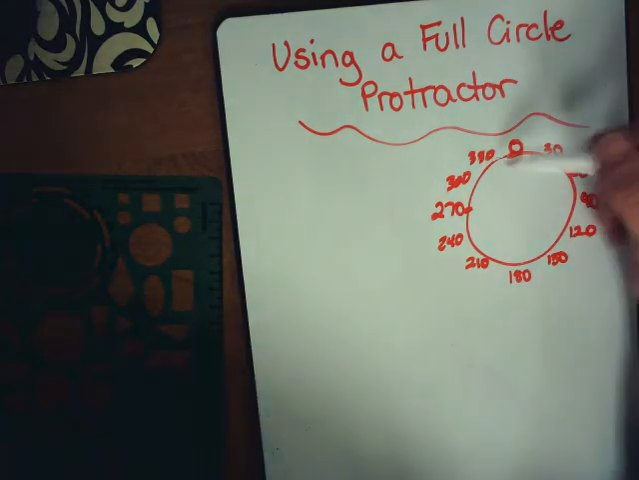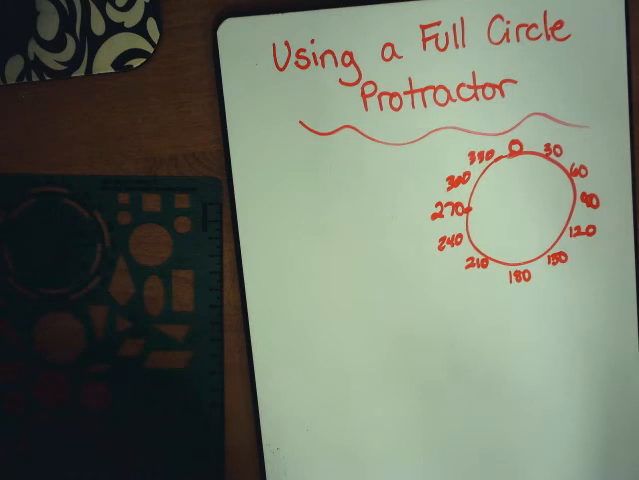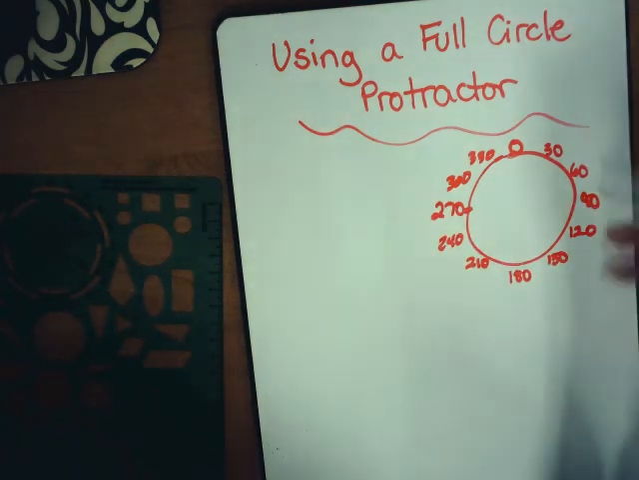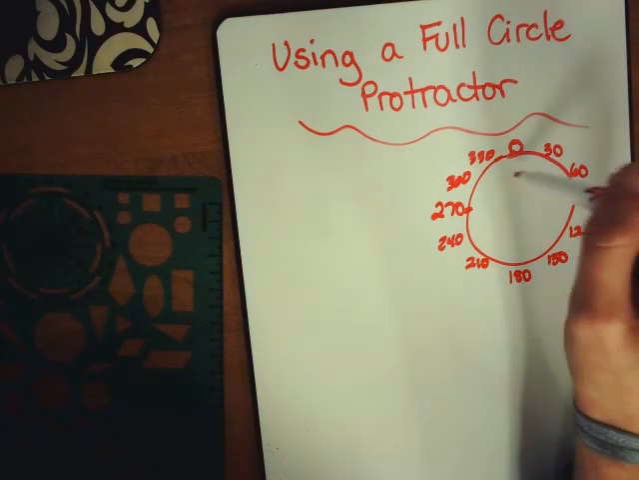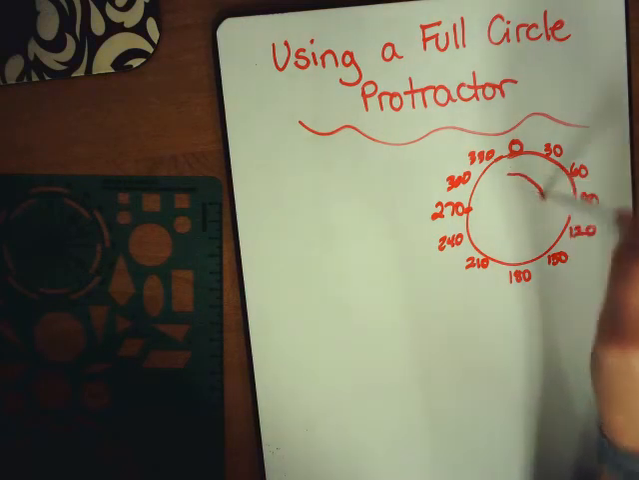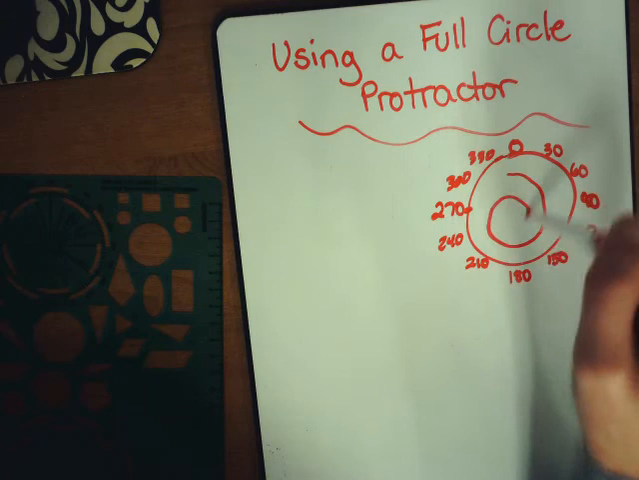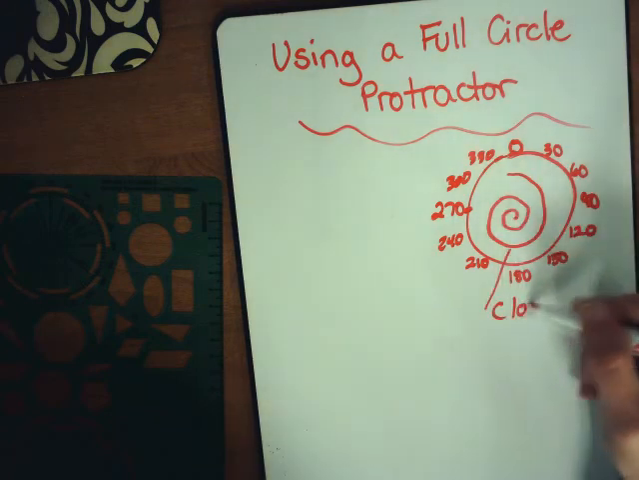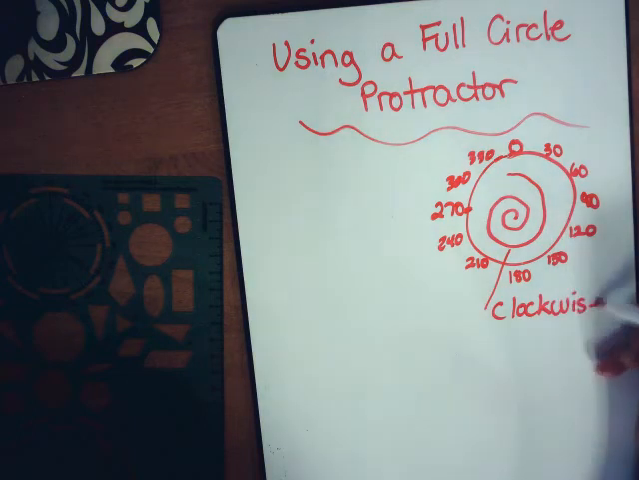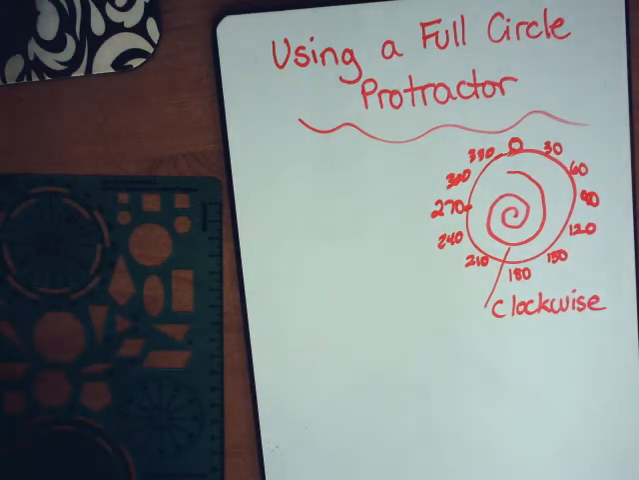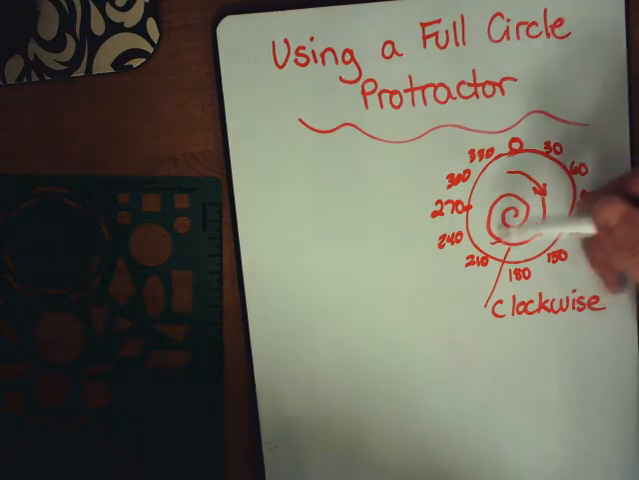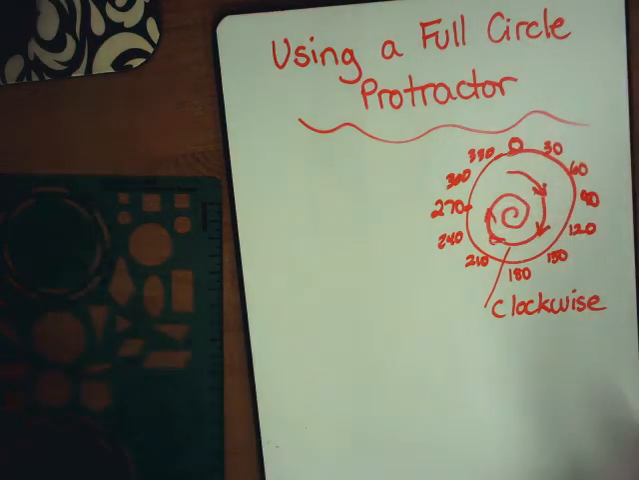Okay, so it's important that when we measure with a full circle protractor or any protractor, that we're measuring in a clockwise direction. So I want you to take your pencil and draw me a circle going clockwise, just like that, and label that clockwise. You might draw some arrows so that you're showing which direction it's going, thinking about which direction the hands would move on a clock.